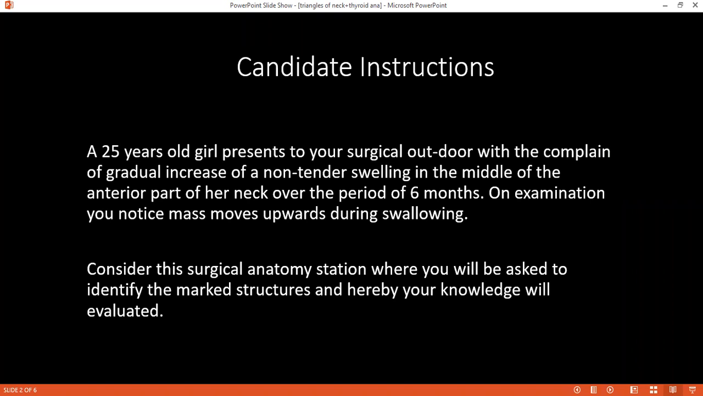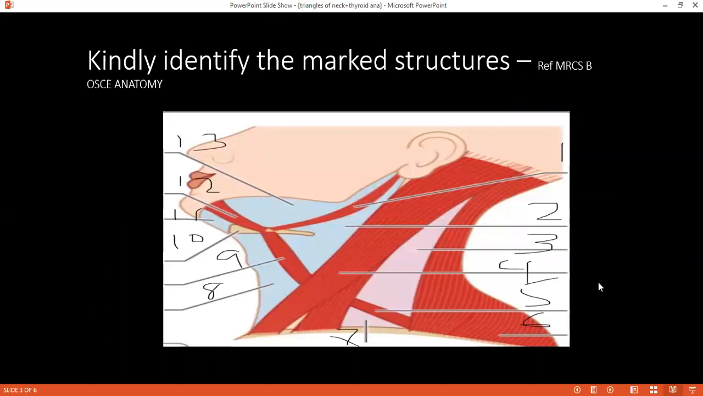Right, so if you have read and understood, considering it surgical anatomy station, kindly tell me if you can identify the labeled structure, or in other words, can you tell me how many triangles there are in the neck, or how the neck region is divided in two triangles?